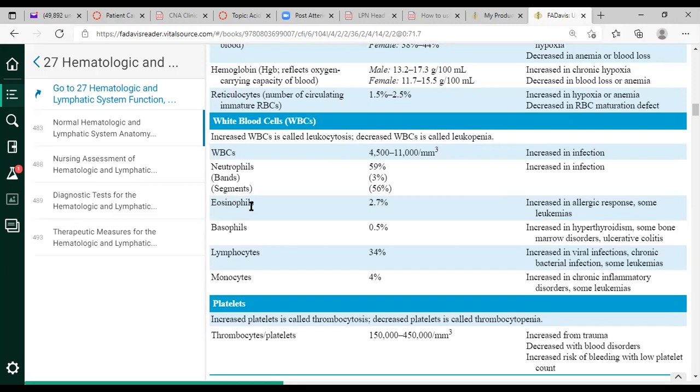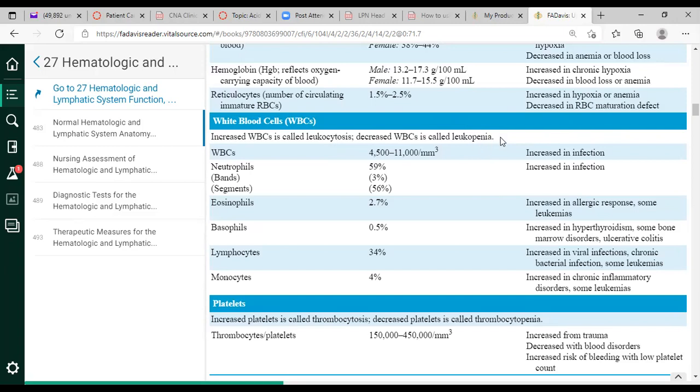Because it tells you eosinophils increase in allergic response, neutrophils increase in infection, lymphocytes increase in infection, those types of things. So they do help to actually attack foreign antigens. And it also points out to you these terms you need to know. Increased white blood cells is called leukocytosis. So a patient who has elevated white blood cells, we will call that leukocytosis. Patients who have decreased white blood cells, it's called leukopenia.